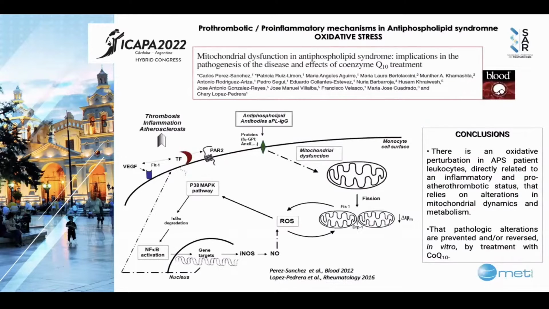That general scheme was some years later completed by identifying the presence of a pro-oxidative status in monocytes from APS patients. Thus, we showed that antiphospholipid antibodies further promoted an increased production of reactive oxygen species by monocytes, accompanied by significant losses in mitochondrial membrane potential, which disturbed the redox status and were related to the overexpression of both prothrombotic and pro-inflammatory mediators in APS patients. These pathologic alterations were then reversed by in vitro treatment with coenzyme Q10.